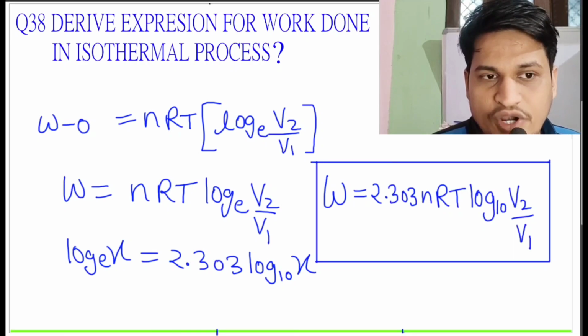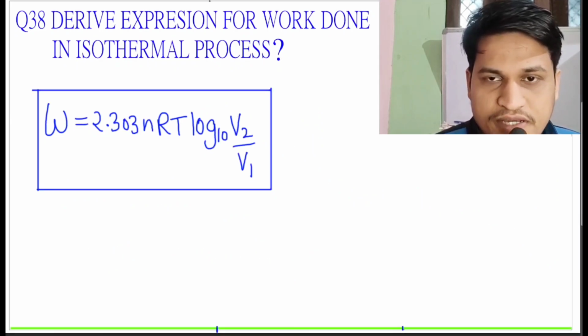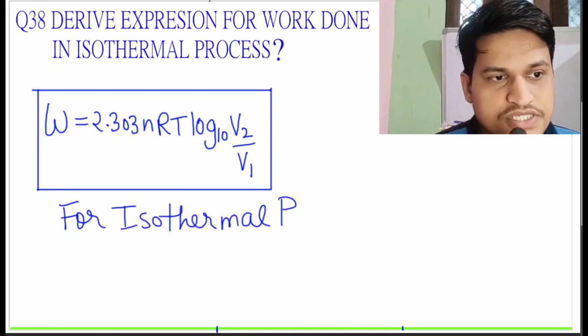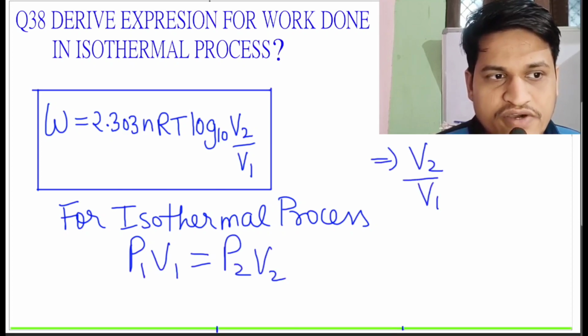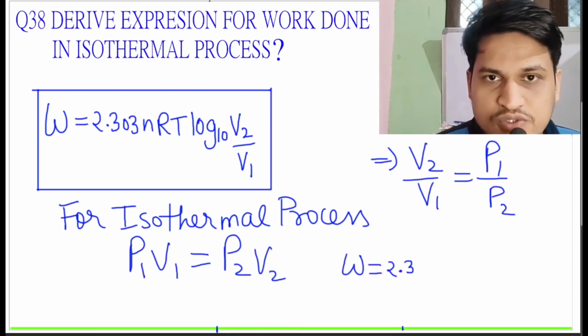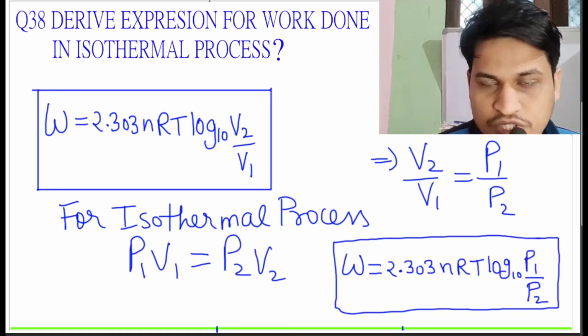And now we can modify this formula into another formula in terms of pressure. In order to get the formula in terms of pressure, we have to use the condition for an isothermal process. For an isothermal process, P1 V1 equals P2 V2, and V2 by V1 will be equal to P1 by P2. So W will be equal to 2.303 nRT log P1 upon P2. So this is our final answer.